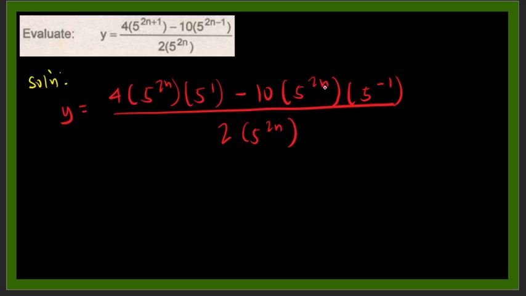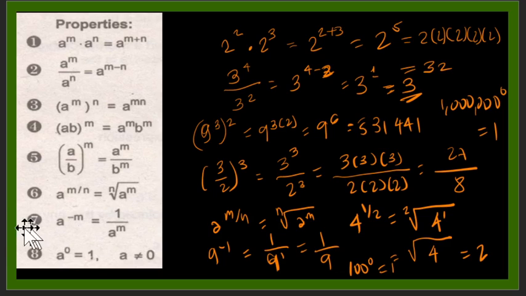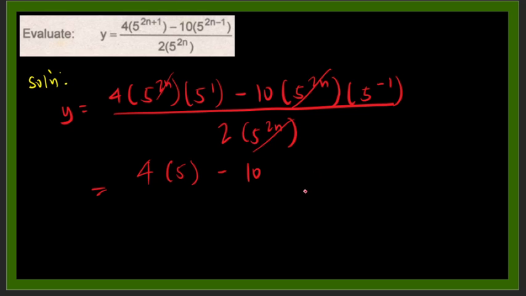So what we now have here is common expression or common factors in our numerator and our denominator, so we could cancel out this one and this one, and we'll end up with 4 times 5 raised to the power of 1, minus 10 times 5 raised to the power of negative 1. This is property number 9, so we could rewrite that one as 1 over 5, all over 2, because the cancelled factor will just be equal to 1.